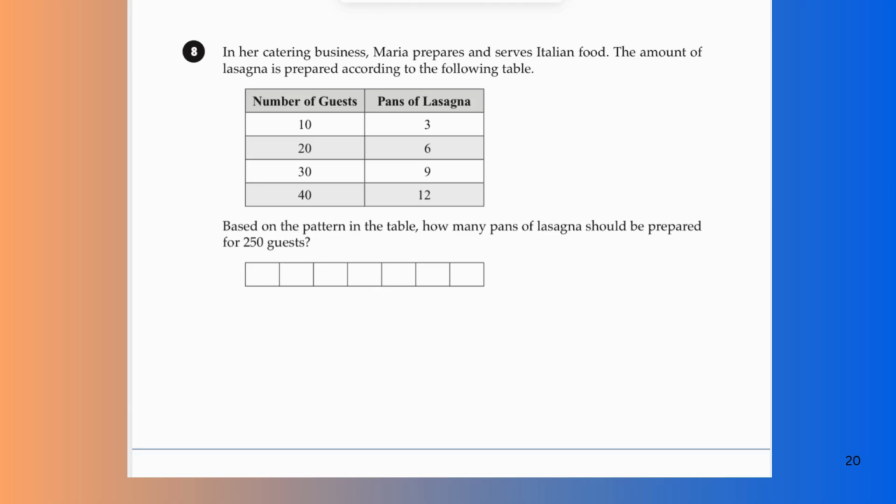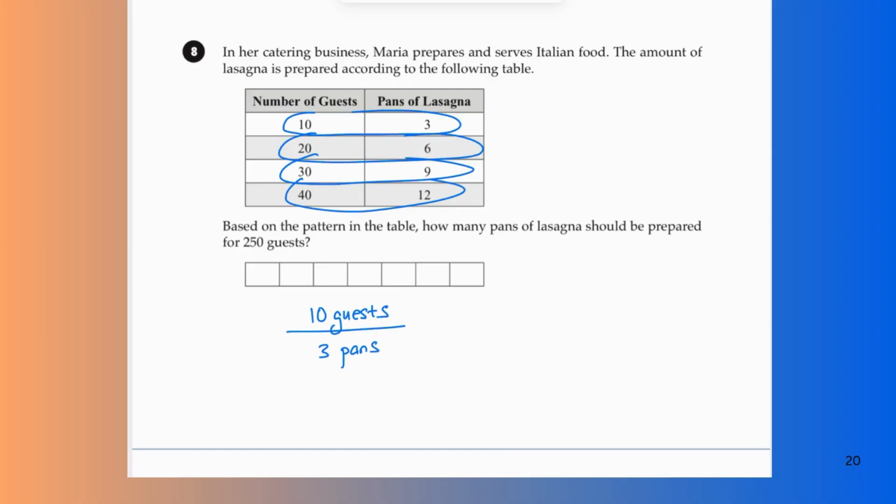So I can take any of these ratios from this table. I'm just going to pick the smallest one. So let's go with the 10 guests to 3 pans of lasagna. And I'm going to write it down as a ratio. So 10 guests require 3 pans of lasagna. And now they want to know, what about 250 guests? So we're going to set up a proportion so that we can find out what the equivalent ratio is. Now, the important thing about proportions is that you put the units in the same place. So if I have guests in the numerator here, I better have guests in the numerator here. This is pans in the denominator. Pans need to go in the denominator.